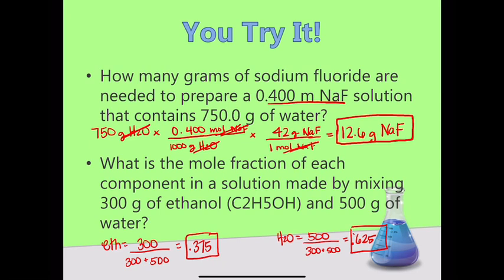Now on the second one, ethanol, they gave us 300 grams over a total 800 grams for the 300 grams of ethanol plus the 500 grams of water. And so that fraction was 0.375. And then for the water, it was 500 grams over that total 800 grams again. And so that gave you 0.625 for the mole fraction for water. So I feel like both of those were pretty easy.